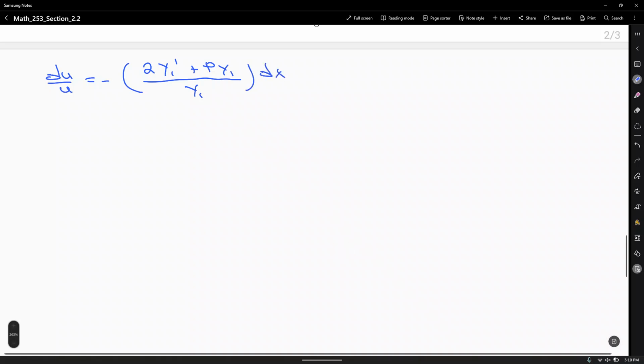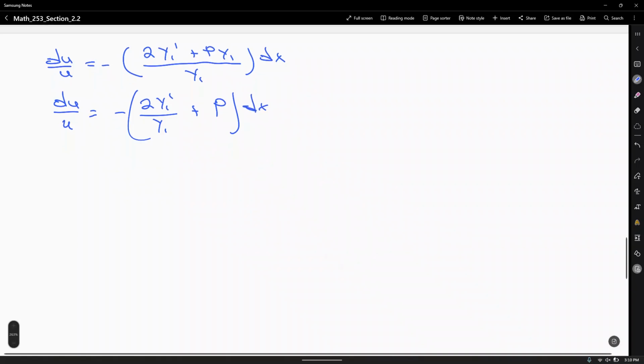Well, what do we have on the right hand side of the equation? Let me keep this du over u, and that equals, let me split the fraction, negative 2 y sub 1 prime over y1 plus, with parentheses here, the y1's cancel, and that's simply plus p dx. Well, actually at this point we may go ahead and integrate both sides.